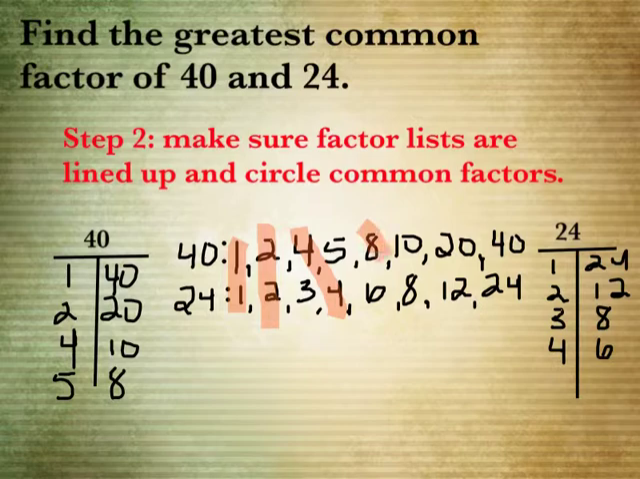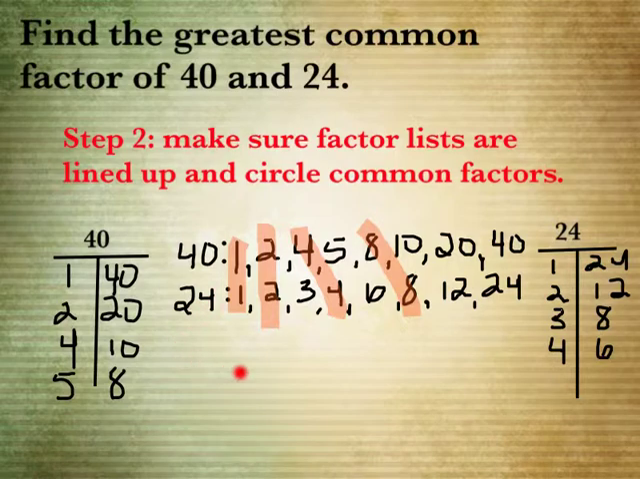The next factor they have in common is an 8. And then if we look at the rest, we have 12 and 24, 10, 20, and 40. None of those are in common. So step 2 is simply to circle, or in my case highlight, all of the common factors that each number shares.